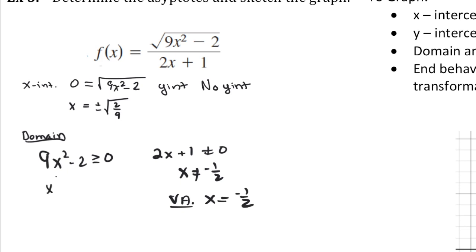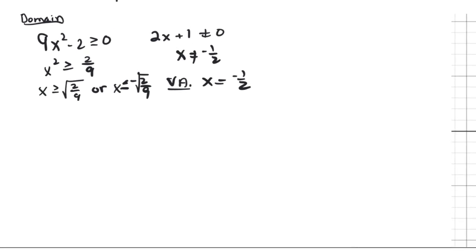Solving this inequality, we get x squared is greater than or equal to 2 over 9. And of course, when we take a square root, we know that x is greater than or equal to the square root of 2 over 9, and x, which one is it? It's an or. x is less than or equal to the negative root of 2 over 9. When we put it all together, we end up with your domain.